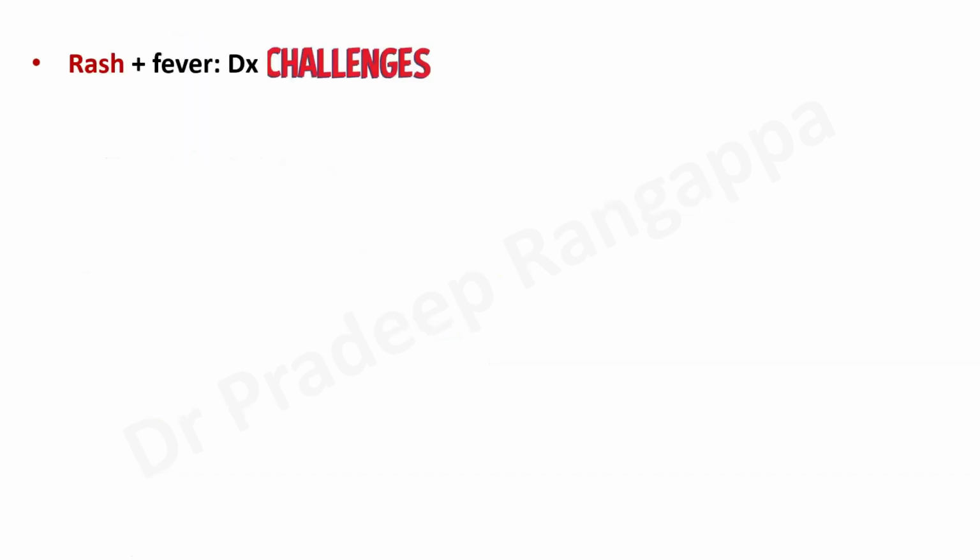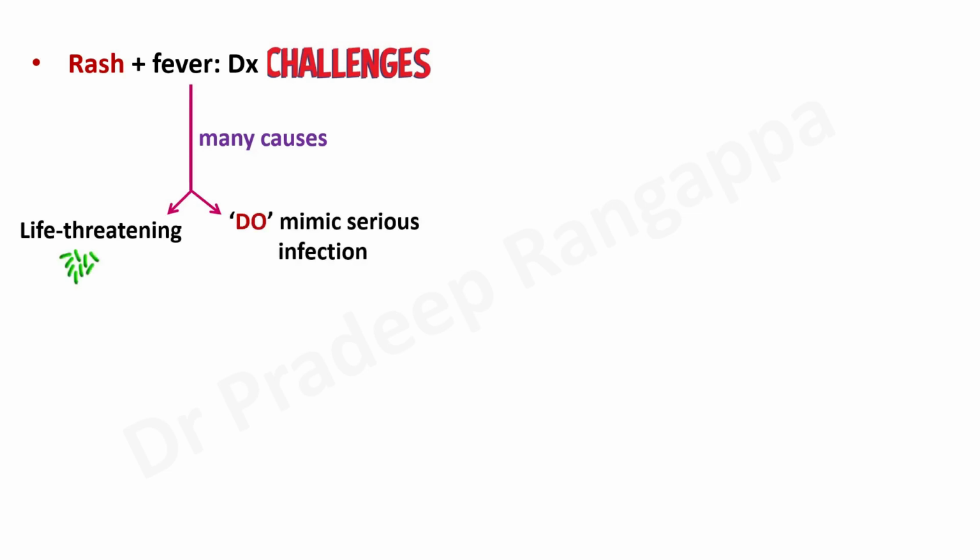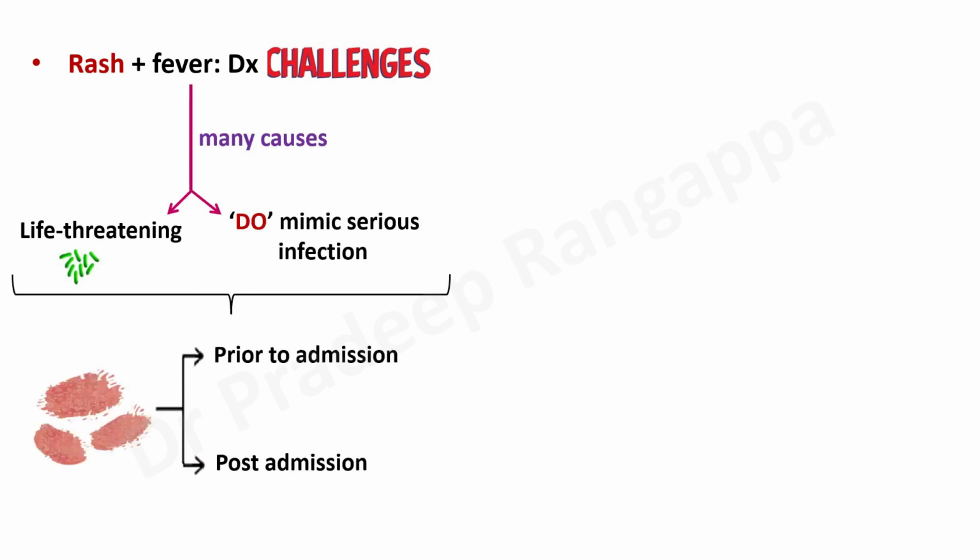Take-home message. As I said, the rash with fever poses significant diagnostic challenges. So when you have a patient coming to ICU with fever and rash, the diagnostic challenge is twofold, and one needs to be clear as to how we delineate the causes. So when we try to approach any rash with fever, there will be many causes that will come to the mind. So one needs to look into these two broad categories, whether it's a life-threatening infection which is causing the rash, or it is a skin disorder which is mimicking serious infection.